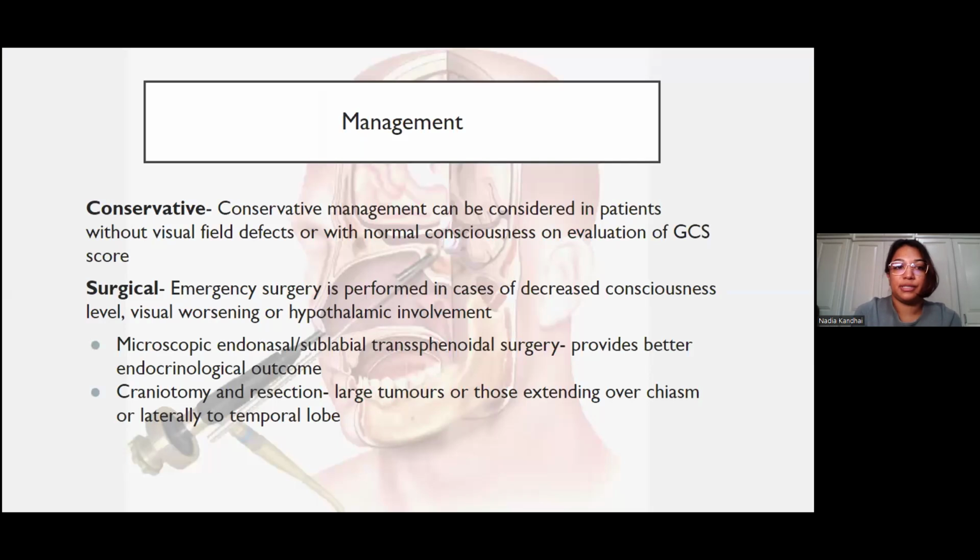In pituitary apoplexy, care can be done via conservative or surgical management. Conservative management can be considered in our patients that present without any visual field defects or with a normal consciousness level. Emergency surgery is performed in cases of decreased consciousness level, hypothalamic involvement, or in cases of visual worsening. The options are microscopic endonasal or sublabial transsphenoidal surgery, which provides a better endocrinological outcome, and craniotomy and resection for large tumors or those that extend over the chiasm or laterally to the temporal lobe.